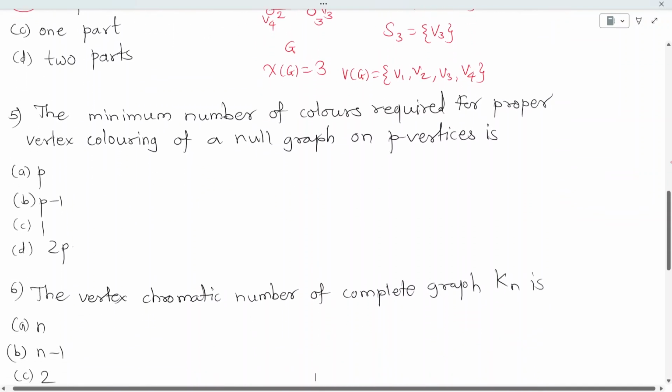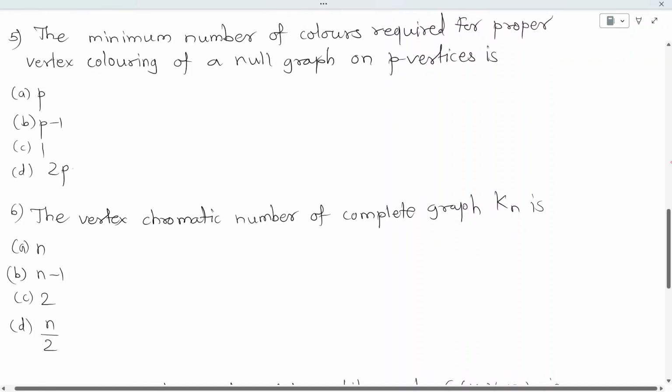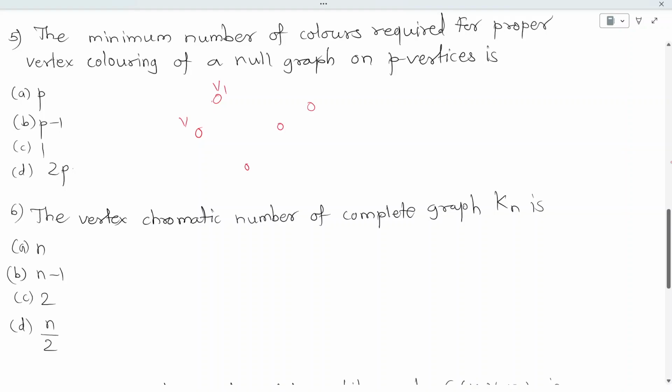Fifth MCQ: the minimum number of colors required for proper vertex coloring of a null graph on P vertices is. Actually we have discussed this in our first example, but again I am explaining. Suppose this is a null graph on P vertices V3 and so on, VP minus 1, VP. This is a null graph on P vertices. So we can assign the same color to all these vertices as there is no edge between any two vertices in this graph. So the chromatic number of a null graph is 1.